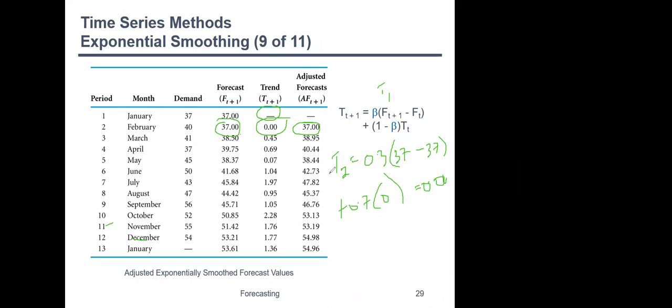So all the time to find your adjusted forecast, you need to first of all come up with your trend, because we said the exponential adjusted smoothing factor is arrived by adding a trend to it. So first of all, you need to calculate your trends. Once you know your trends, you just add your trends to the forecasted values and it gives you the adjusted.